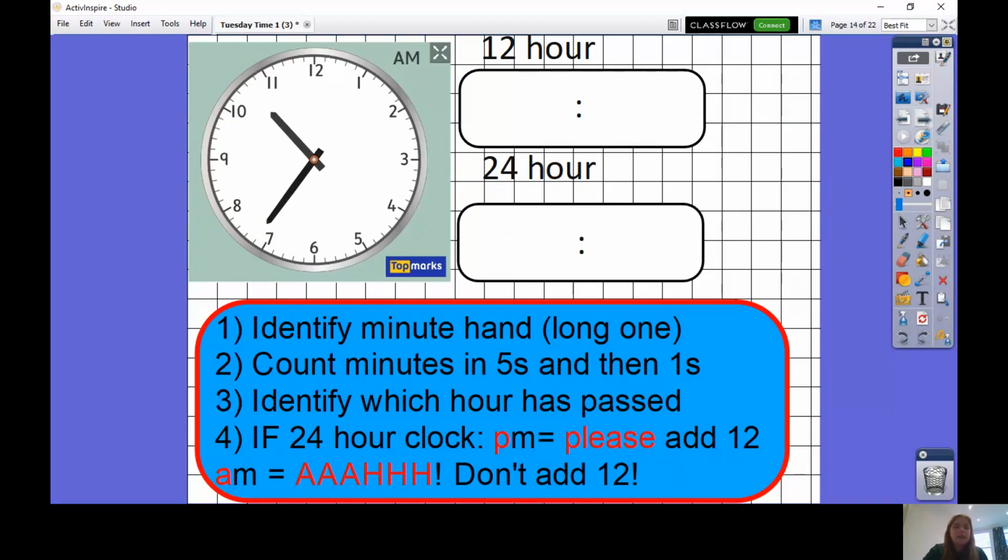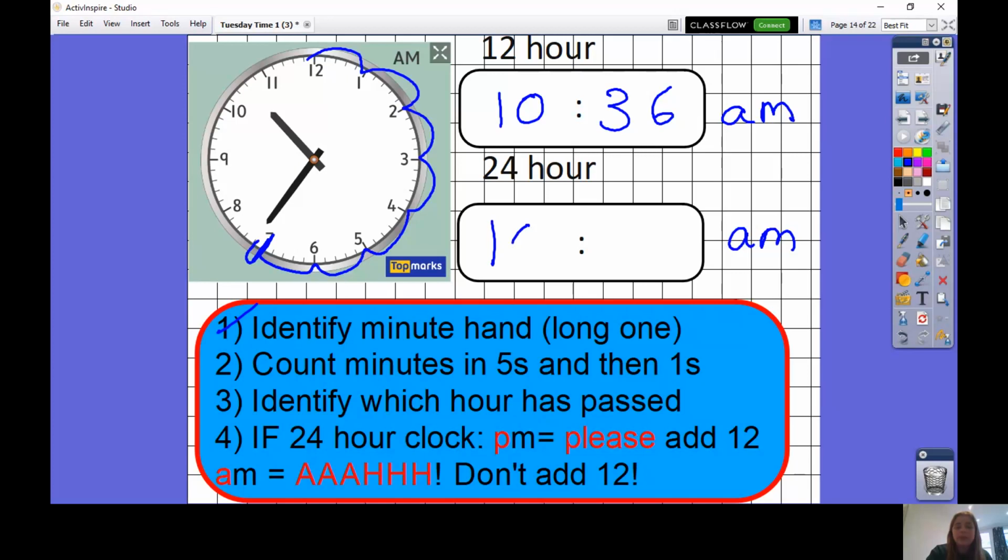Okay, next question then. We're going to look at this one slightly different here, although not that much different. Identify the minute hand. That's the long one here. Okay, count in fives and then ones. 5, 10, 15, 20, 25, 30, 35. And then from 35, I'd say one more minute is 36. Remember, you've just gone past 10, so that's 10:36 AM. Then additionally, I know it's AM. I shouldn't add 12, just 10:36.